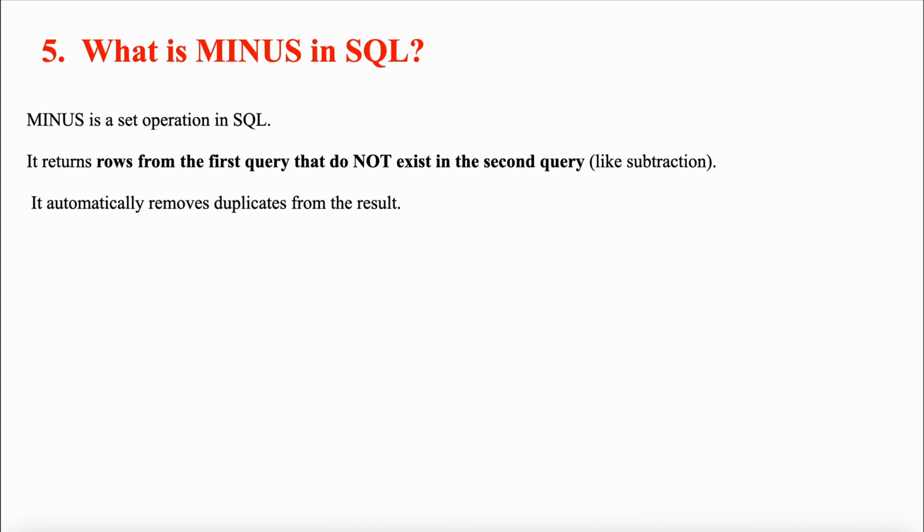Another key point: minus automatically removes duplicates from the result. So the final output will have only unique rows. So in short, minus returns rows from the first query that are not in the second query. It also removes duplicates from the results. That's how minus works in SQL. Simple but very powerful for comparing data.